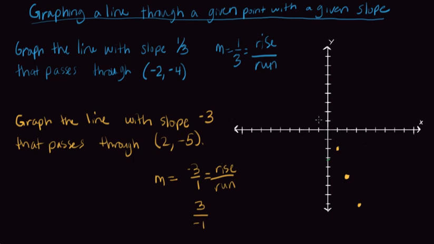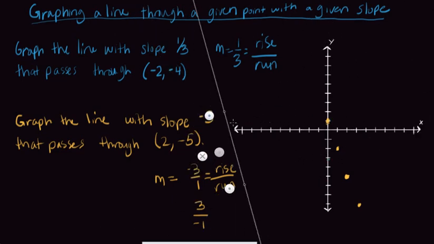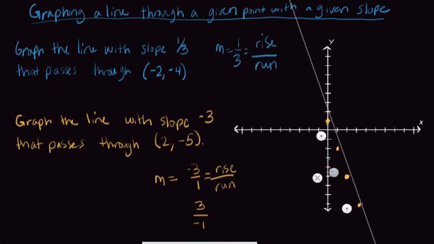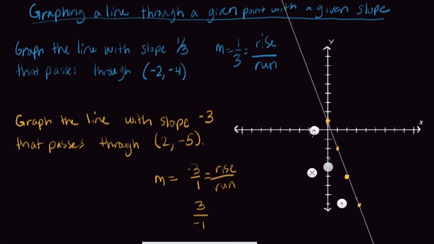So then we go up 3 and over to the left 1, and that gives us more points on our line. So we can even keep going, and it gives us that point, and then we can draw the line that goes through these points. You don't really need so many points, but you can use as many as you want.